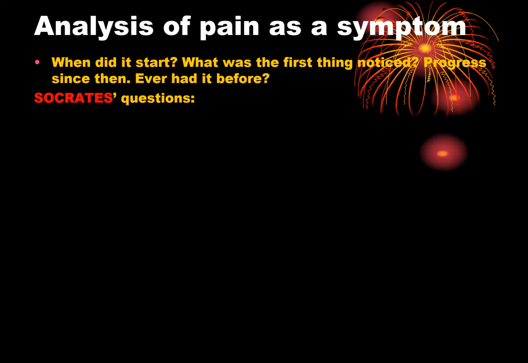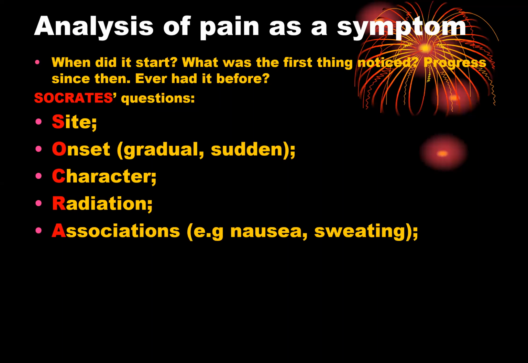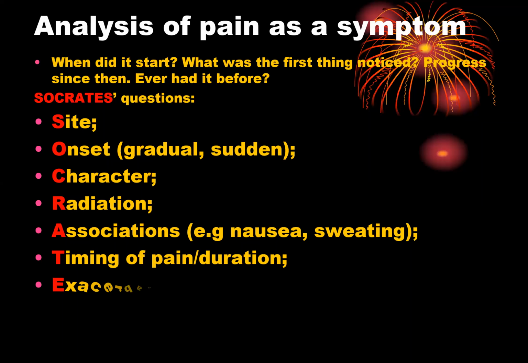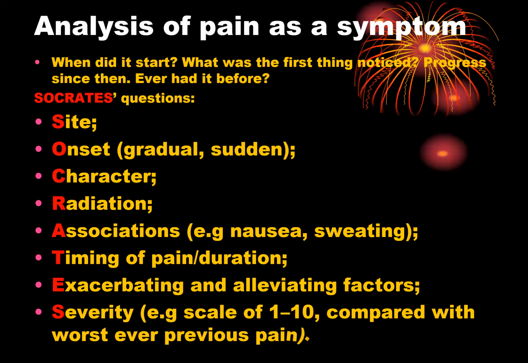So S means the site, O, onset, whether it is gradual or sudden, C, the character of the pain, R, radiation, whether there is radiation, A, associations, that is, for example, nausea, sweating, T, for timing of pain, duration, E, exacerbating and alleviating factors, S, severity, for example, on a scale of 1 to 10 compared with the worst ever previous pain.